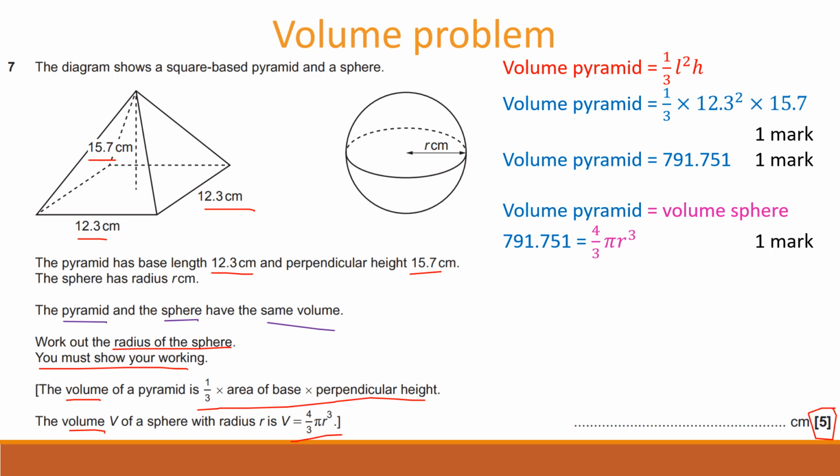From here, this is the tricky bit. We've got to rearrange to find r, the radius of the sphere.